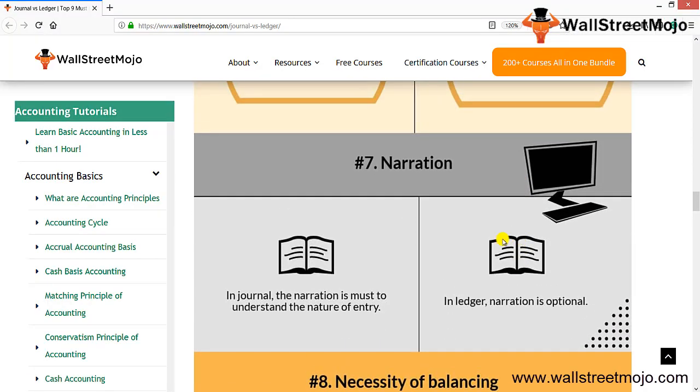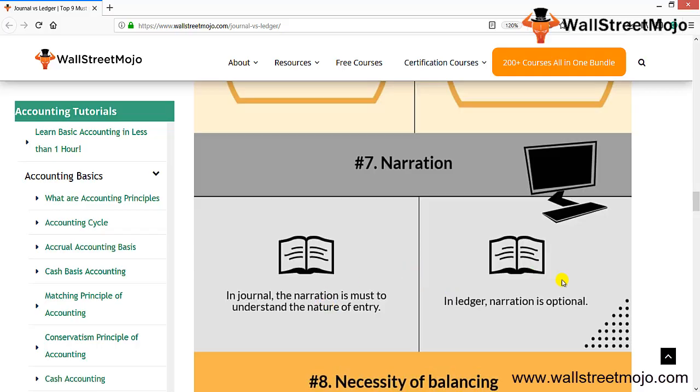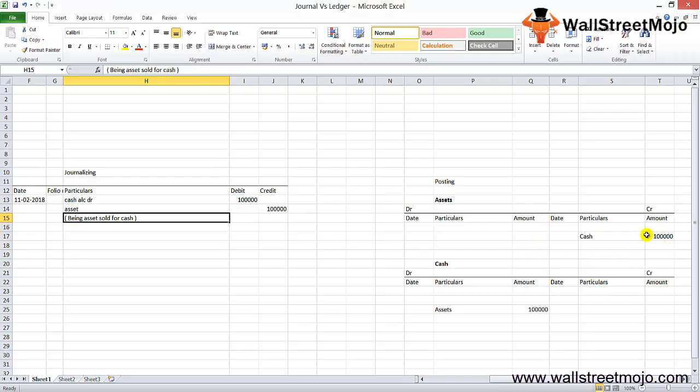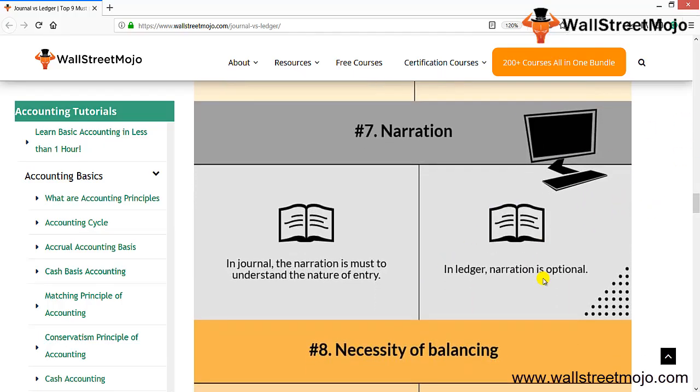Now the narration part. In journal entries, the narration is a must to understand the nature of the entry. The narration will be something like this, being the asset sold for cash. This is the narration that you write. And in the ledger, narration is optional. Over here, you don't need to write the narration. It's just the posting of the entries that you do. So narration is not that important in that particular arena.